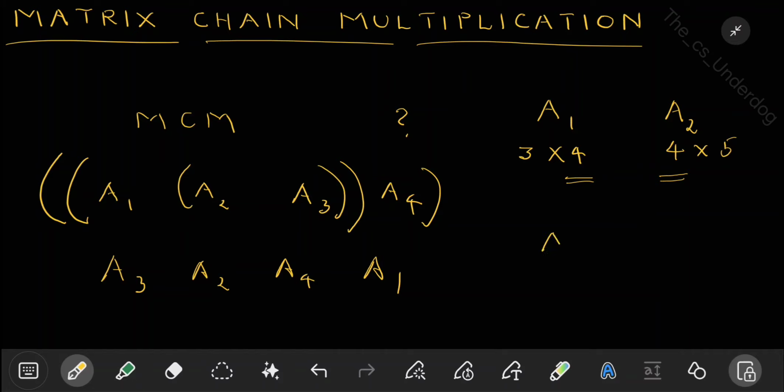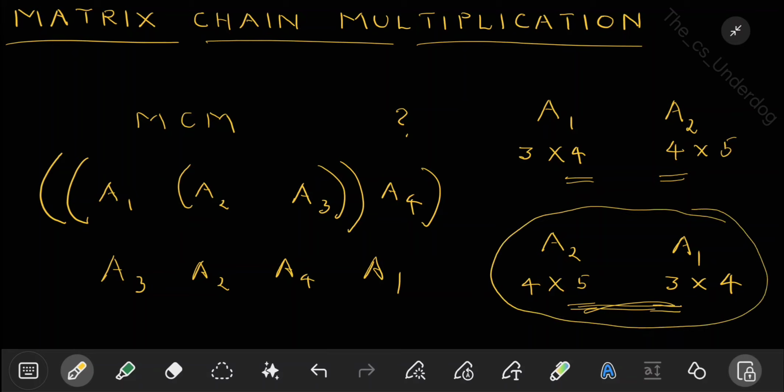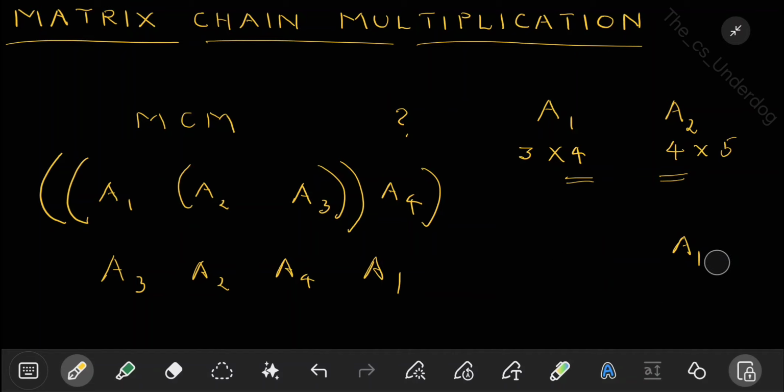What if I try to do A2 into A1 with the same dimensions? A2 has 4 rows and 5 columns, while A1 has 3 rows and 4 columns. When you try to do A2 into A1, the number of columns in A2 does not match the number of rows in A1. Because of this, A2 into A1 is not even possible. You can't perform this multiplication. This is why you have to keep the order of matrices, but it is possible to change the order of parenthesization. This is where you can change the number of scalar multiplications.